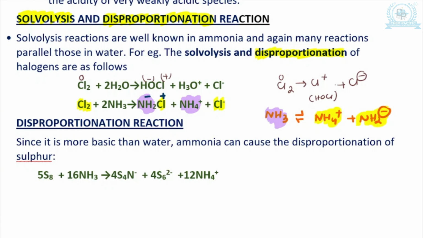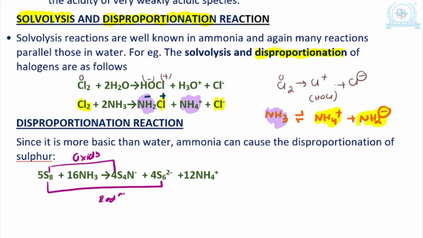Clear? Now the next part is disproportionation. So this is very easy. It is clear that it is getting oxidized and it is getting reduced. So here the reduction has happened and it is getting oxidized, here the oxidation has happened. But in this part you cannot see NH4+ and NH2-. So this is an example of only disproportionation, not solvolysis. But chlorine Cl2 in liquid ammonia is an example of solvolysis plus disproportionation.